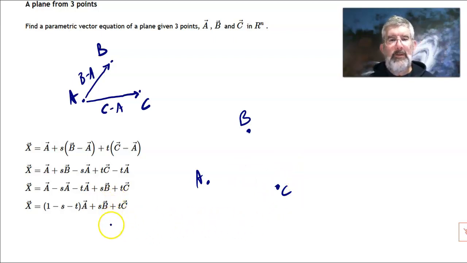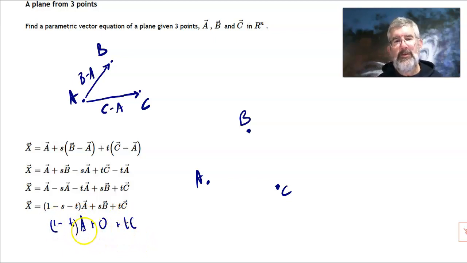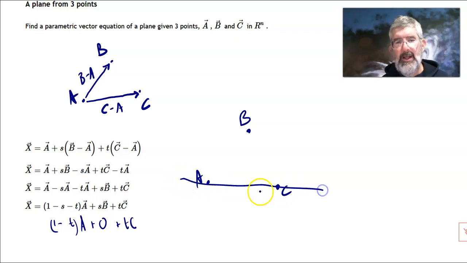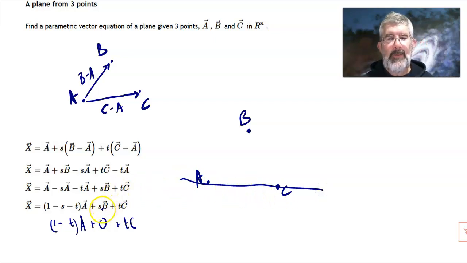If you look at the points where, let's say, s equals 0. Well, if s equals 0, this just turns into a 1 minus t, and this turns into a 0, and this turns into a plus t times c. Well, that is the line that goes through A and C. That's from the last video. So you're describing this line right here through A and C. That's when s equals 0.